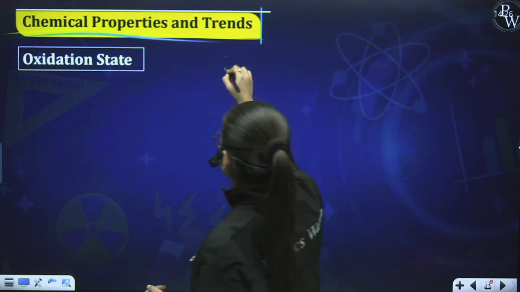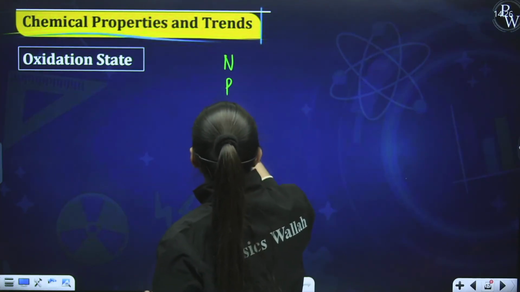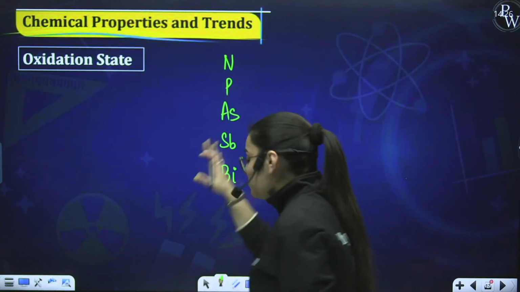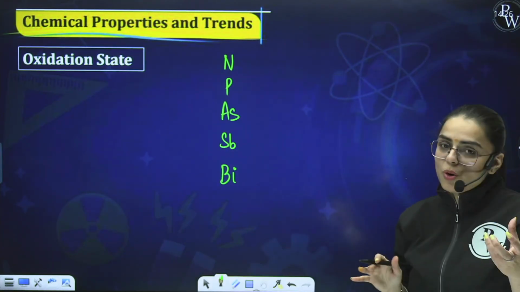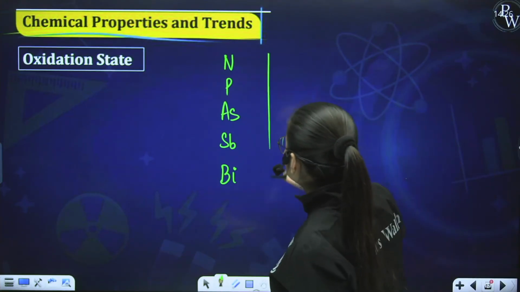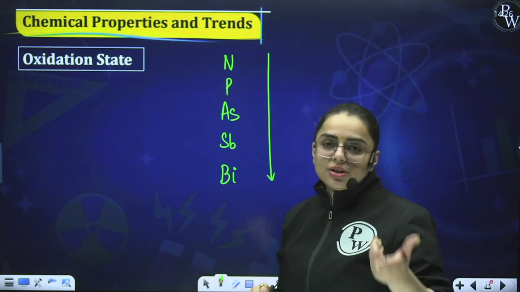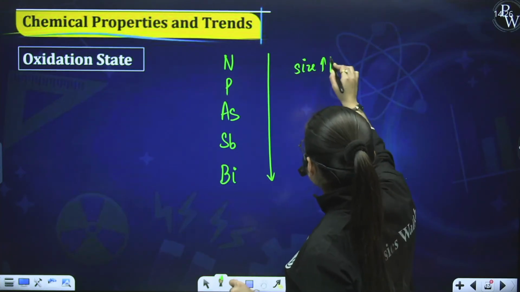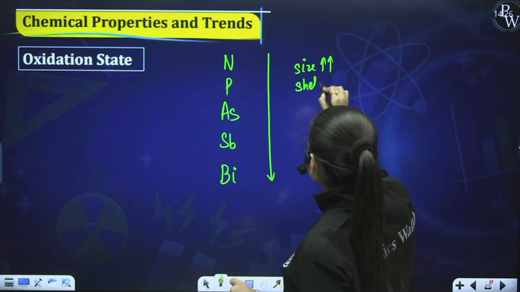So first of all, let us write all the members: nitrogen, phosphorus, arsenic, antimony and bismuth. Now the questions are generally asked from this concept and it is very important. First of all, let me tell you, when you move down the group, what is the effect on size? You will say, ma'am, size increases. Yes, obviously size increases. Why does it increase? Because the number of shells increases.